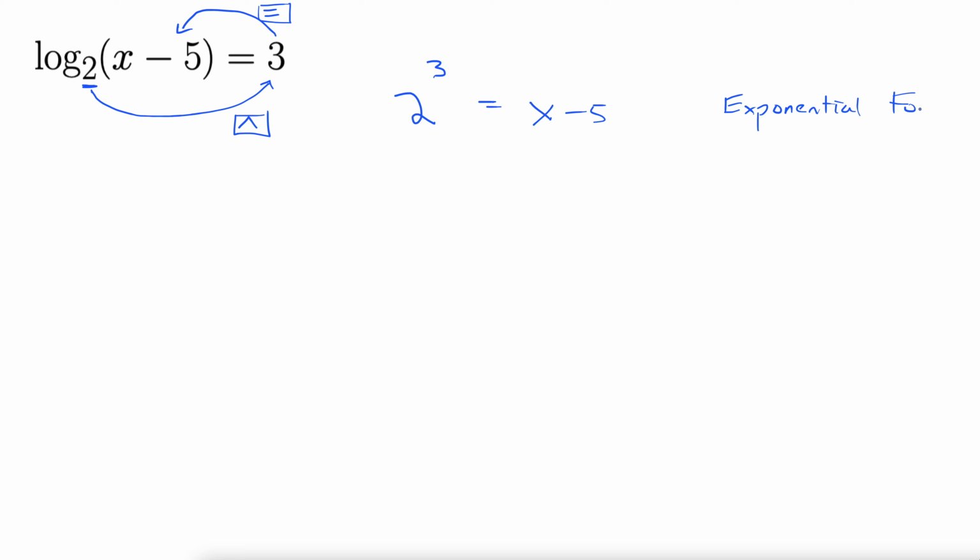Let's solve this equation. We get 8 equals x minus 5, and then adding 5 to both sides gives x equals 13.